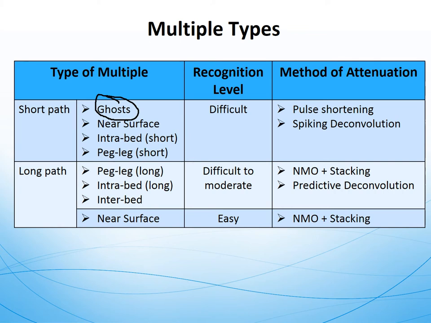In terms of the long path, you have the intrabed and interbed, and you have the near surface or water bottom multiples, which are quite easy to remove. It's based on the prediction of the seismic waveform that you get. You can use the predictive deconvolution as shown in lecture number 7D. You can use the NMO plus stacking. However, you need to be cautious, the solution that we saw in the previous lecture is a simplistic situation. In reality, it is far more difficult and complex to remove the multiple.